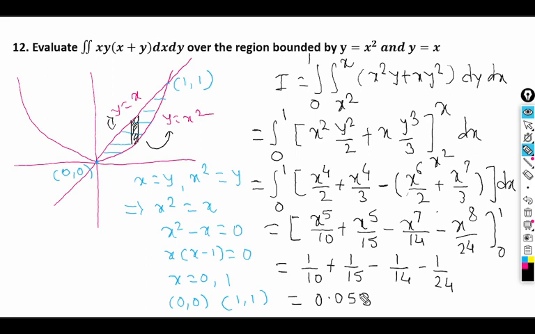If you're not happy with the decimal, take the LCM and write the answer as 3 by 56. So your answer is either 0.053 or 3 by 56. Both are correct. So that is about the third example on type 2 here.